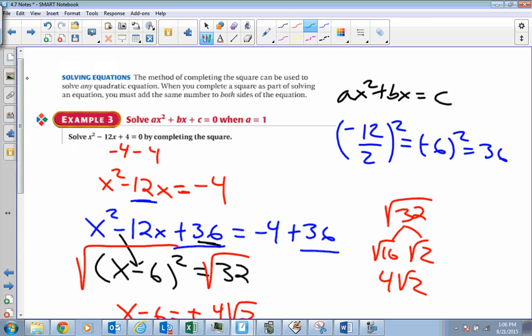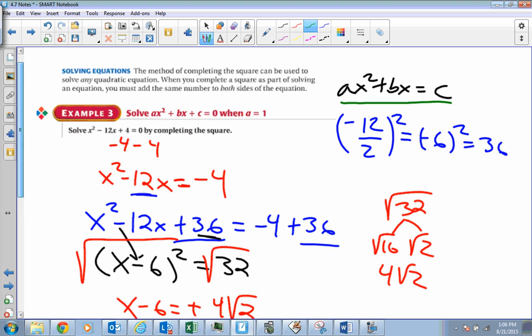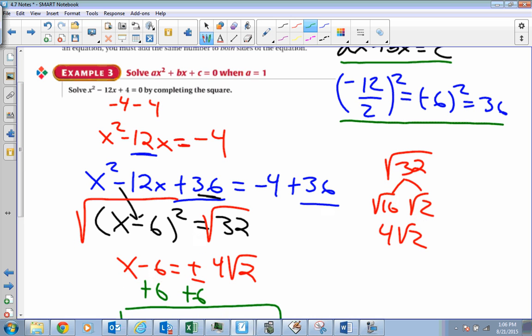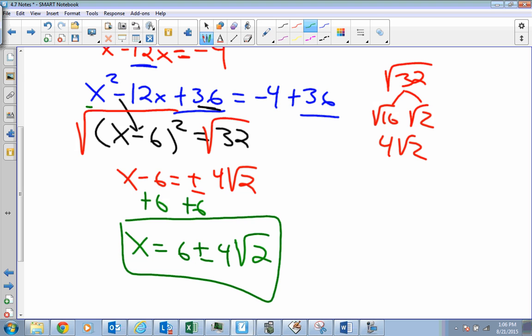So the steps, and I can write the steps on the board when we're doing this in class. But the steps are to write it in ax squared plus bx equals c form. Then do (b/2) squared and add that to both sides. Then write that as a binomial square, go from here to here. And then take the square root and solve from there. And that's how you solve by completing the square.